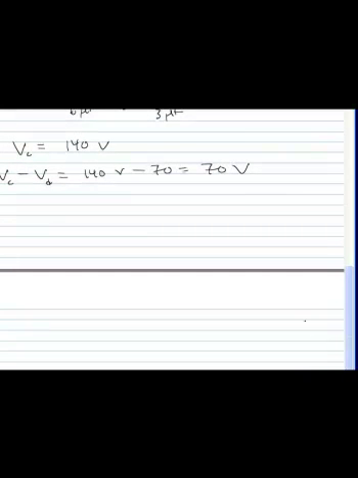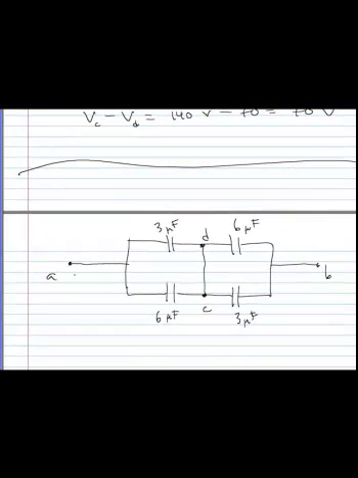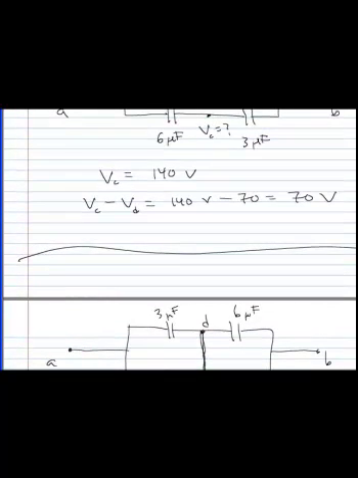Now we're ready to do part B of the problem. Part B calls for closing the switch, and it asks what's the voltage between points C and D with the switch closed. So here's the circuit going between points A and B. This time the switch between points C and D is closed. So what's the potential going to be between those 2 points?